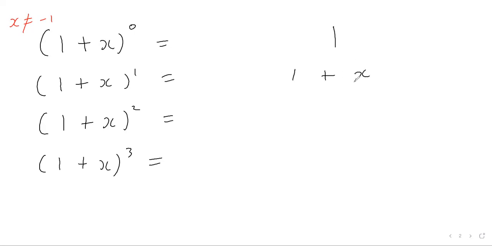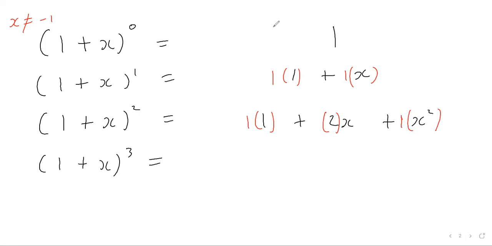Now 1 + x is just the same as 1 + 1x. So I'm just going to emphasize that this is 1 times 1 and this is 1 times x. You'll see why I'm doing this in a minute. Okay, so the next expansion, (1 + x) squared. So that's going to be (1 + x) times (1 + x). When you expand your brackets, you should get 1 + 2x + x squared. And again, I'm just going to emphasize that this is 1 times 1, this is 2 times x, and this is 1 times x squared.